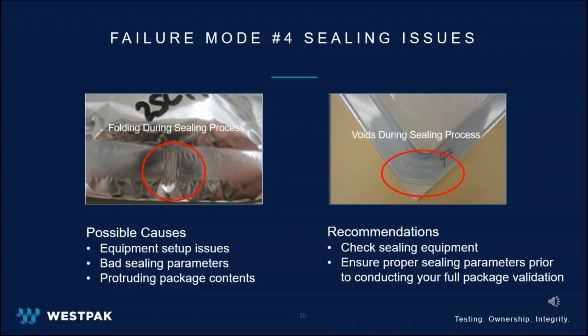The picture of the tray on the right shows a sealing issue that was most likely caused by improper sealing parameters, such as a sealing temperature that is too low or a sealing duration that was too short. This may have been caused also by imperfections or obstructions located in the sealing surface. To prevent this issue, you can inspect the seal area prior to conducting your sealing. Also, conduct a pre-validation of your sealing parameters prior to conducting a full validation of your package systems.